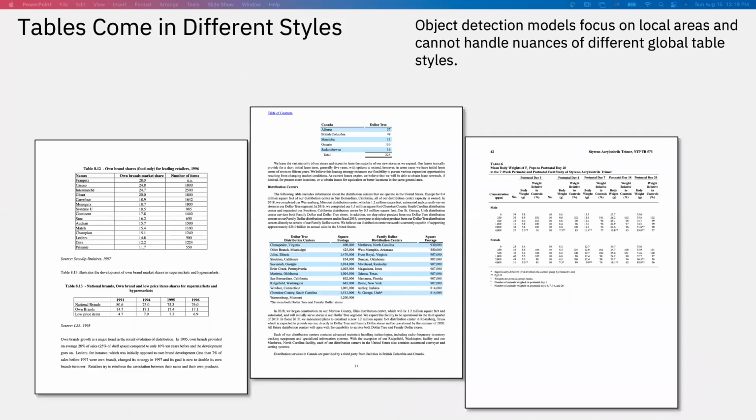But now, when we want to look inside the table, another thing we take into consideration is that tables come in different styles. Once we identify the table boundary, there are further things we can do by looking at what's inside the table. If we look at the traditional object detection models, they focus on local areas and do not really look at the nuances of different global table styles. But this is a place where we want to do a bit more.